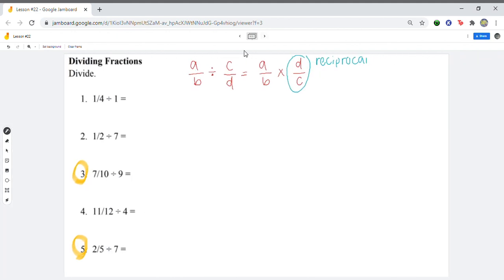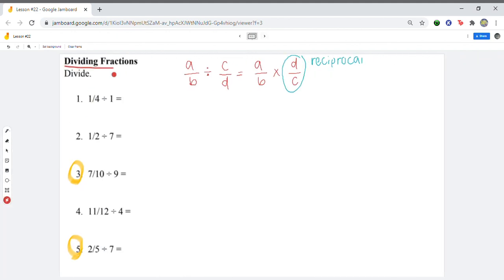Now your third section we're going to go over is how to divide fractions. So we're going to divide fractions. We're going to go over number 3 and number 5 together. So for number 3, we're given 7 over 10 divided by 9 over 1. 9 over 1 is basically the same thing as 9.